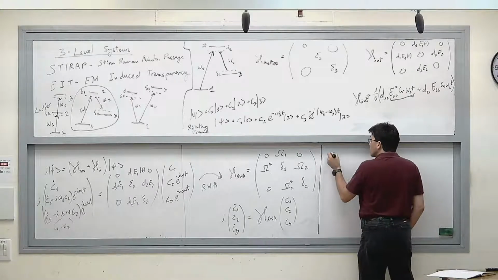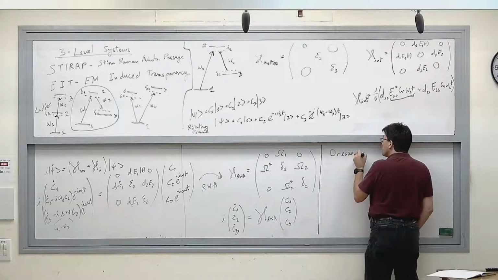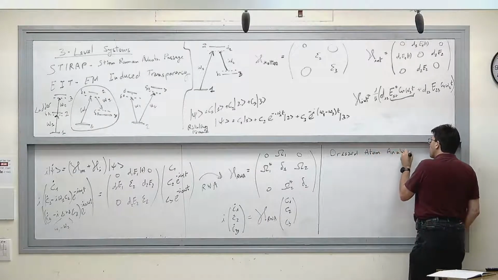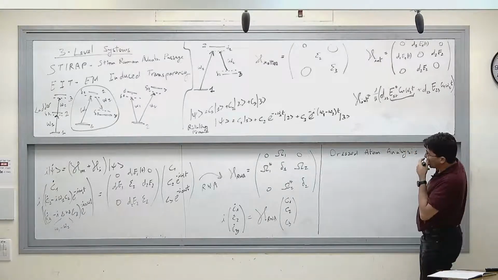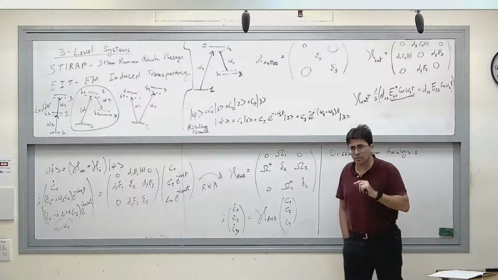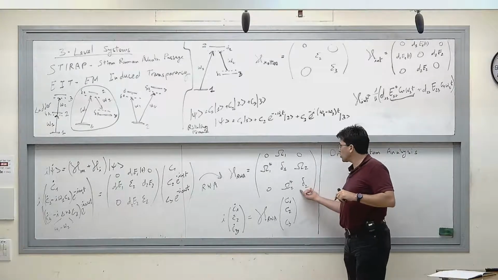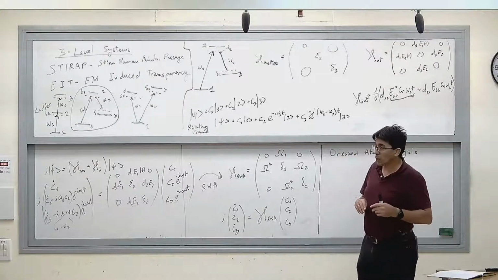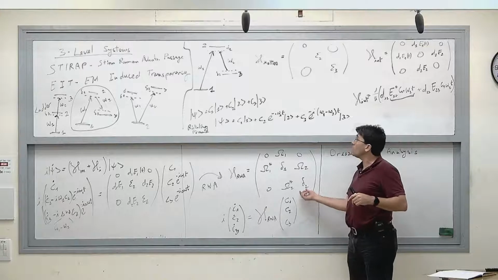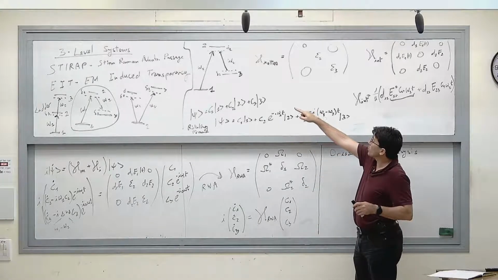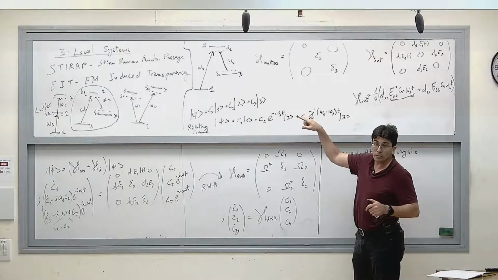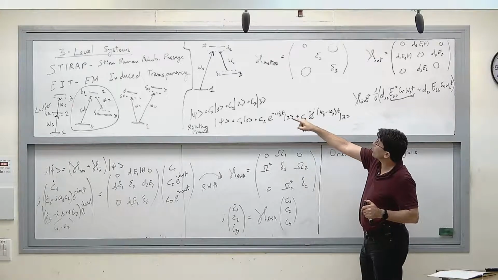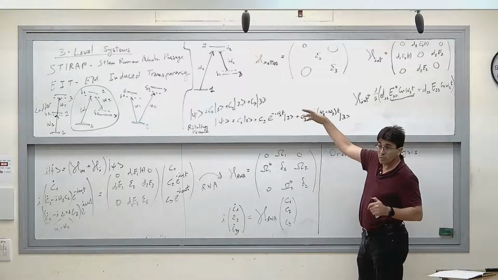So we're going to do a dressed atom analysis. We're going to diagonalize this, and we're going to make one convenient assumption, and that is that delta 2 equals 0. Okay? And what does it mean to assume delta 2 equals 0? It means that what we have is exact two-photon resonance. Delta 2 is the detuning, the total detuning from 1 to 3. You understand what I mean?